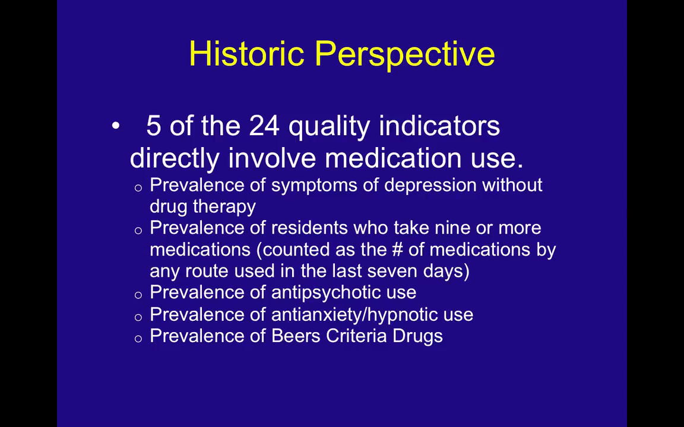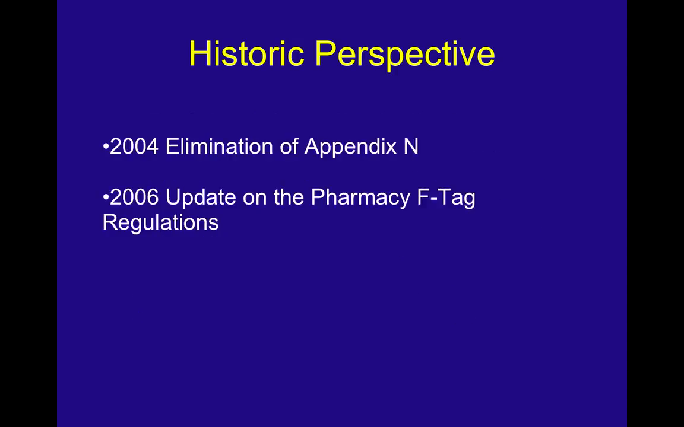So 5 of the 24 quality indicators directly involve medication use, and those include things such as prevalence of symptoms of depression without drug therapy, prevalence of residents who take 9 or more medications, prevalence of antipsychotic use, prevalence of antipsychotic hypnotic use, and prevalence of Beers criteria drugs.